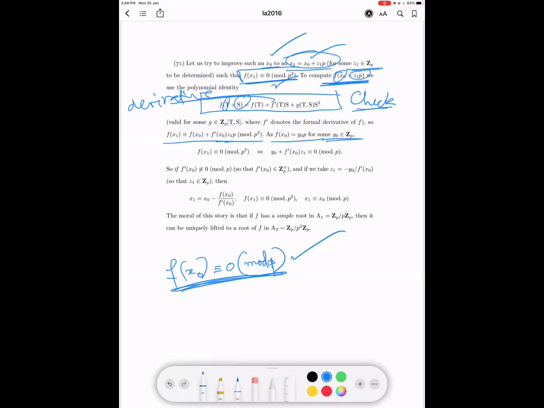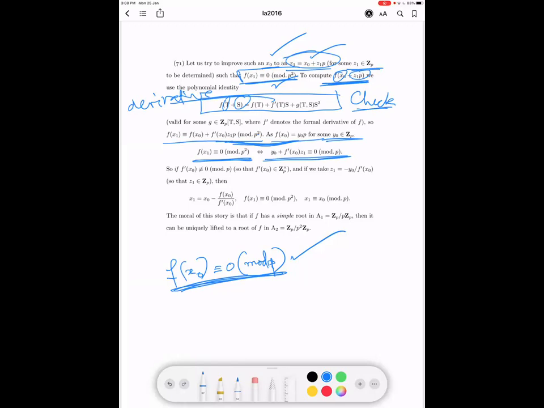Okay, so when I put these two things together, what I get is that f of x1 is going to be congruent to 0 mod p squared if and only if this y naught plus f prime of x naught times z1 is congruent to 0 mod p. Okay, so this is just from the basic properties of these things.